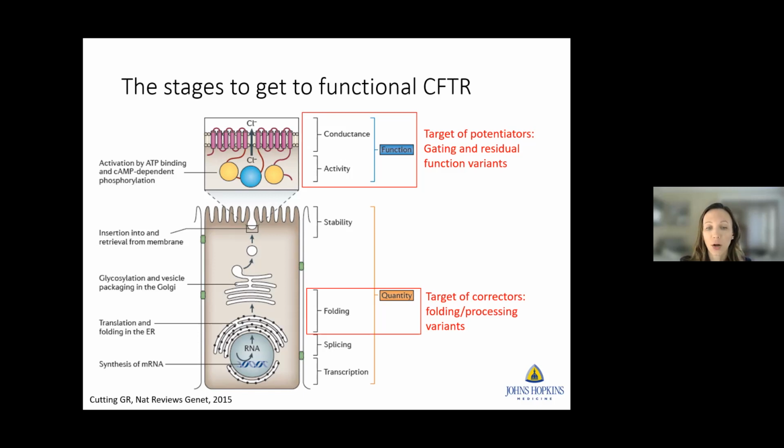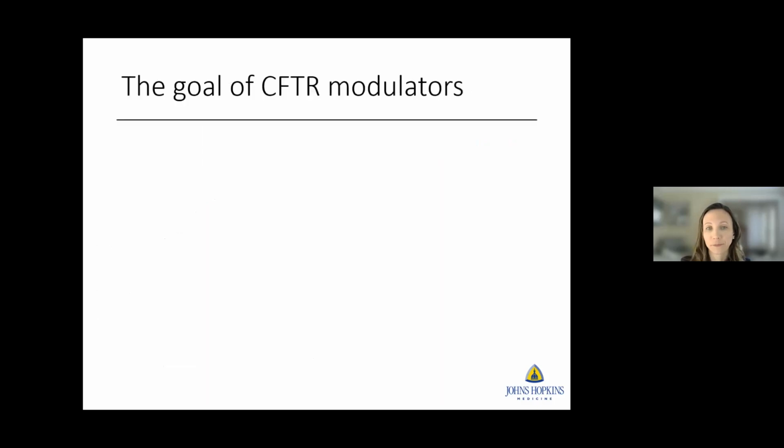The correctors target steps that come before that. So they actually come in and help to stabilize the protein while it's getting folded and processed so that more of it can get up to the cell membrane. So when we think about the goal of CFTR modulators, it's really to restore CFTR function. That's what we want to do here.